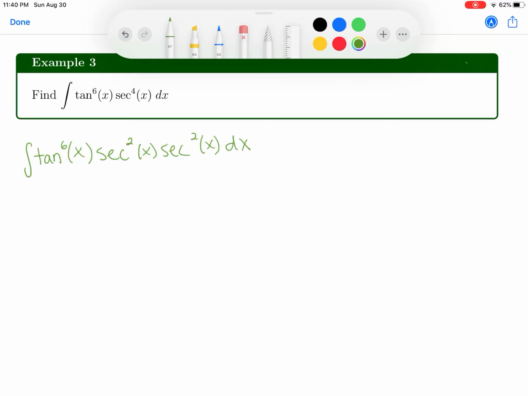Cool. Now what I'm going to do is purposely target one of the secant squares. Let's say I target this one. I'm going to use my identity and rewrite. I'm going to do this over to the side. I'm going to say that secant squared x is equal to 1 plus tangent squared x. I'm going to use that to my advantage. We're going to replace what I've just underlined here, secant squared, with that.